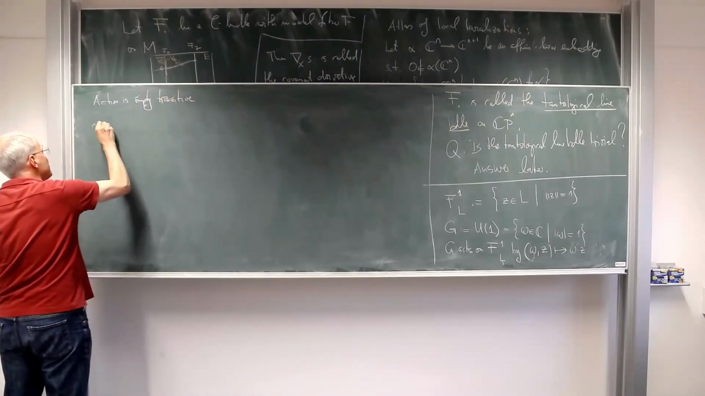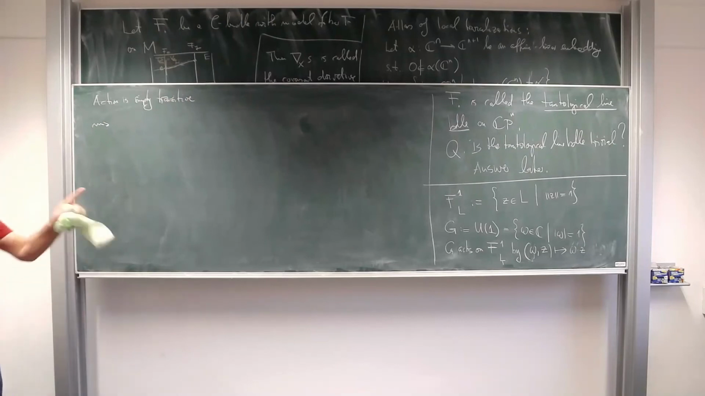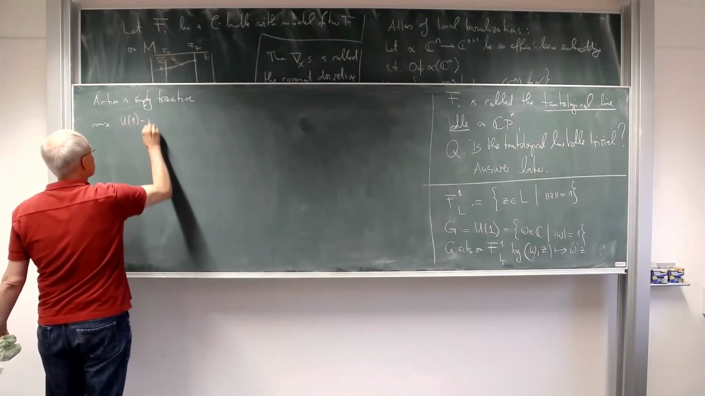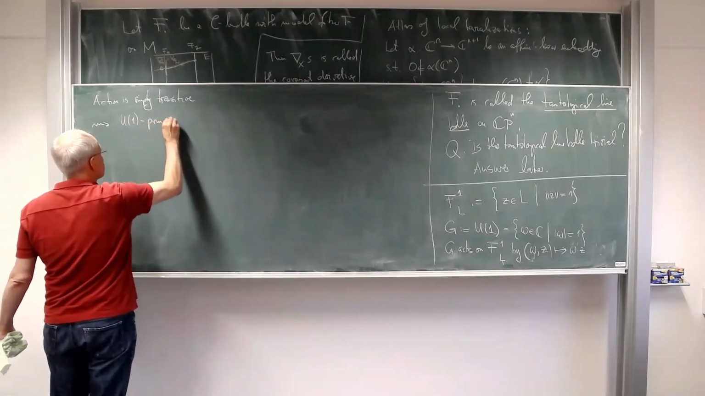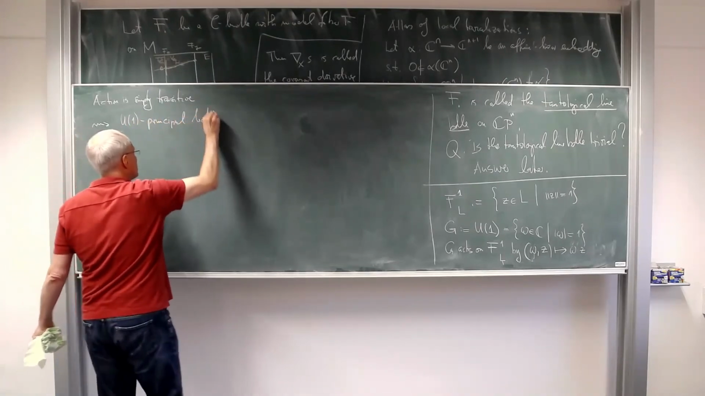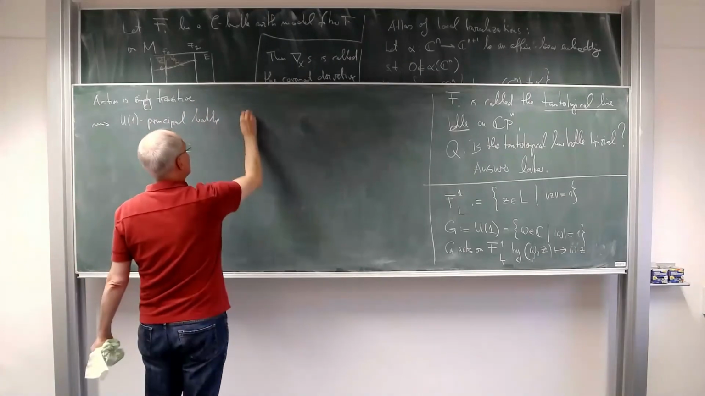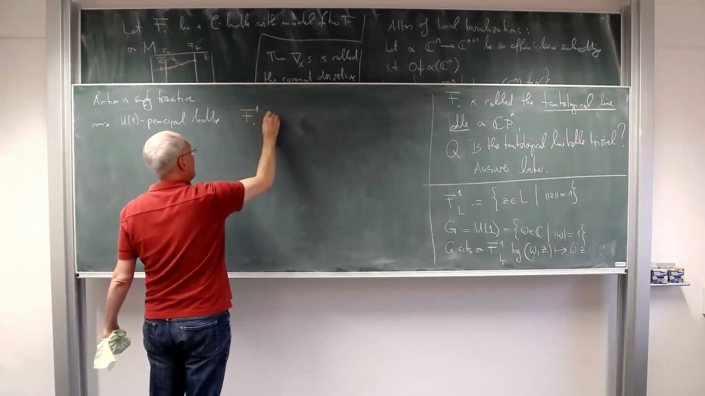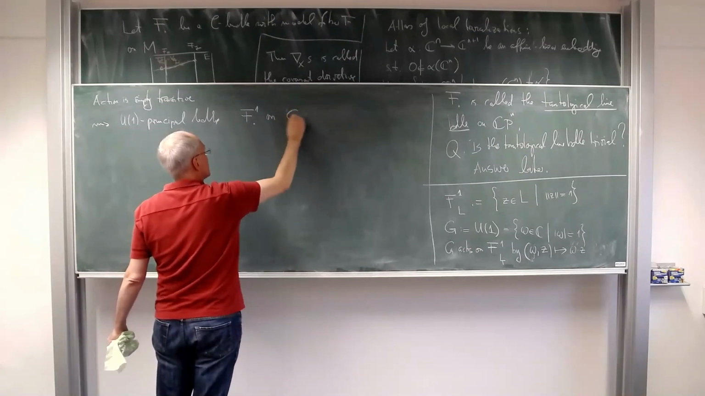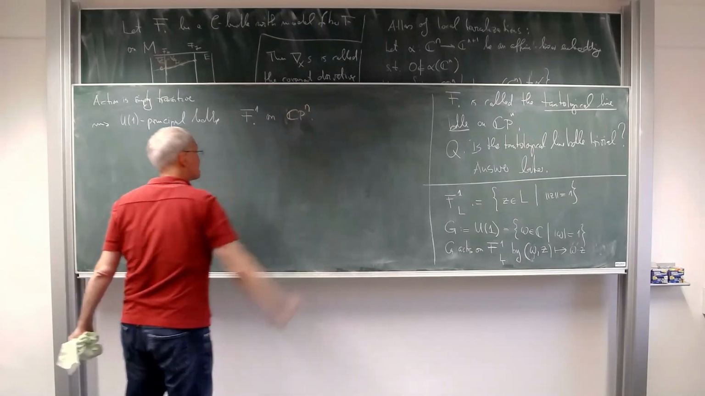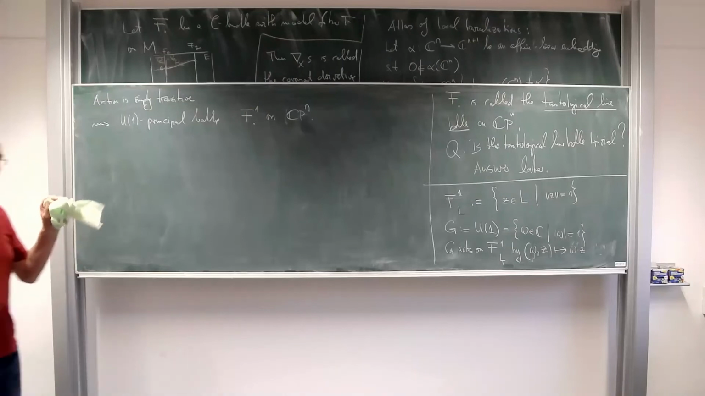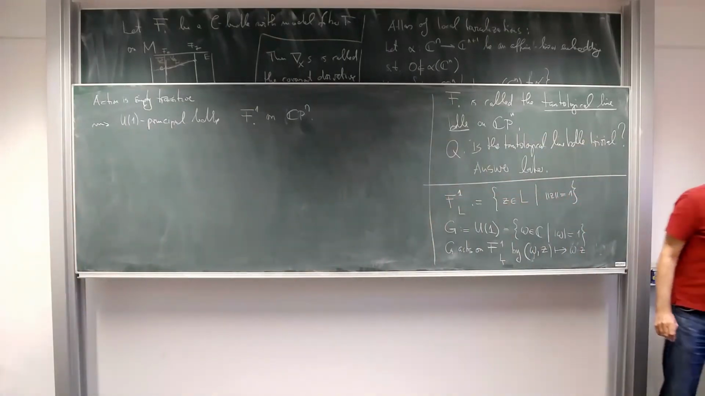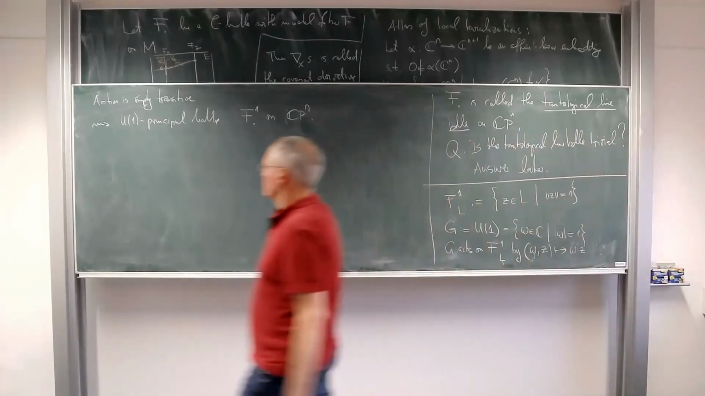So this way we obtain a U1 principal bundle, F1, on my complex projective space, by starting from the tautological line bundle and then restricting myself to only unit vectors. U1 principal bundle.